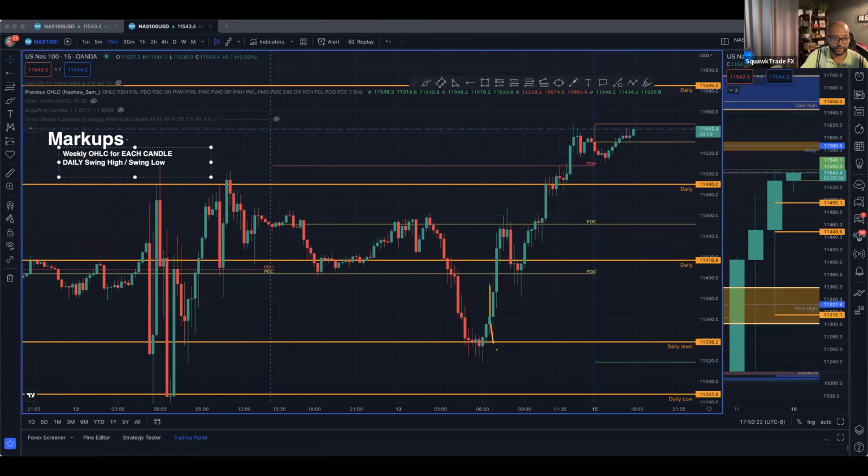And then I'm doing the previous daily open, high, low, close. That's how I mark up three different levels.